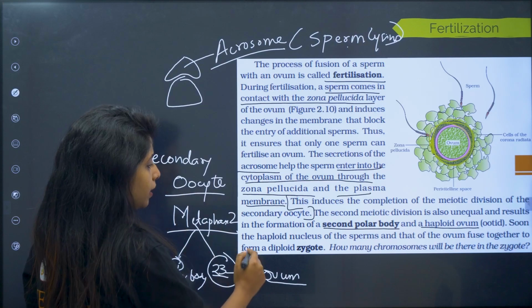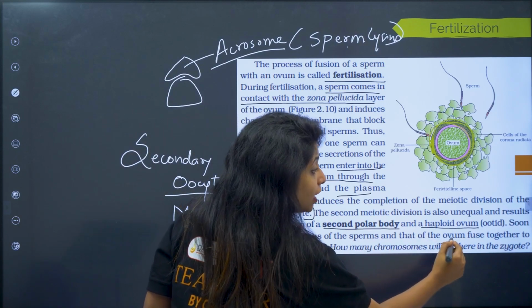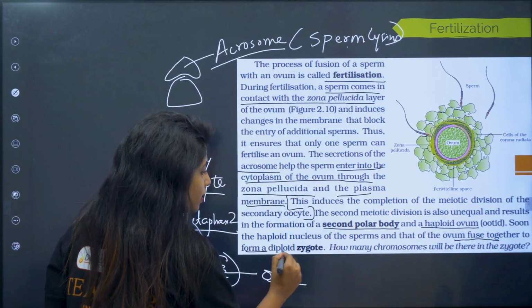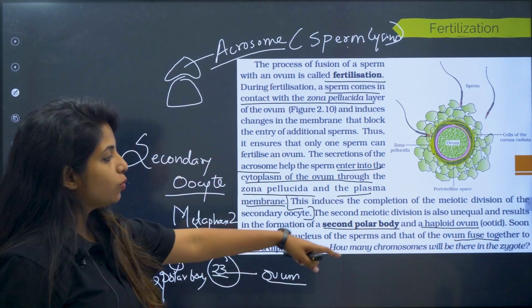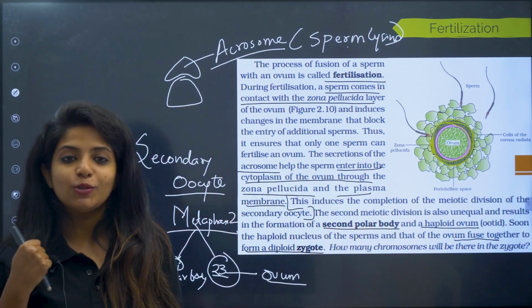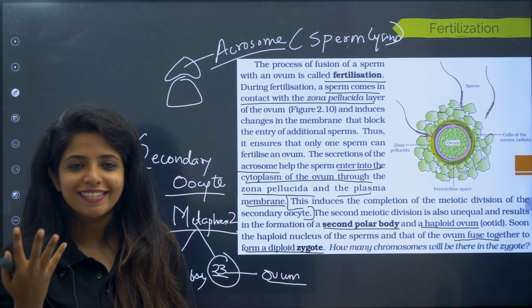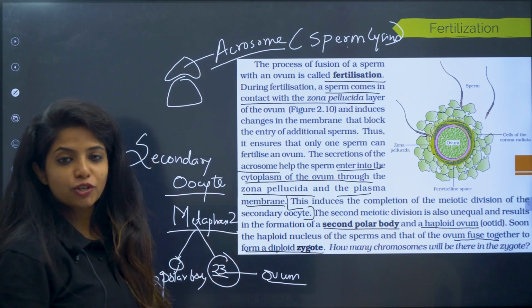Now, the haploid nucleus of the sperm and that of the ovum fuse together to form a diploid zygote. How many chromosomes will there be in a zygote? You tell me. 23 plus 23 is what, children? It's 46. So the answer to the question is also there.